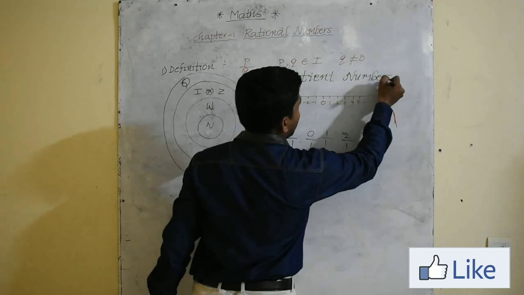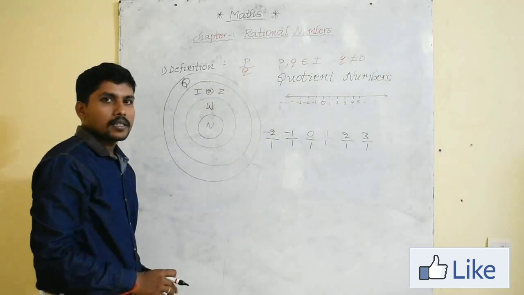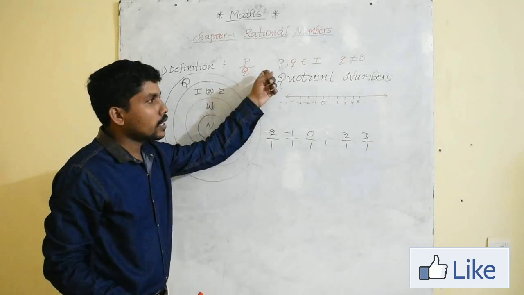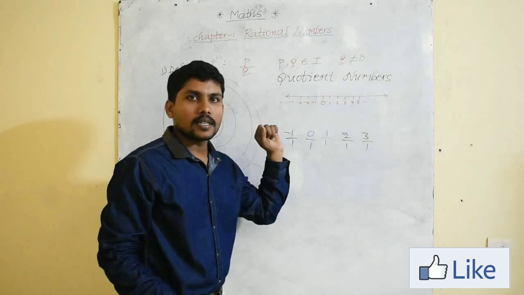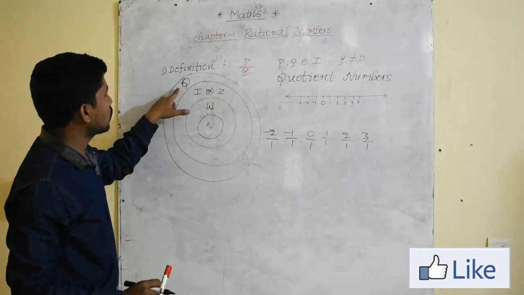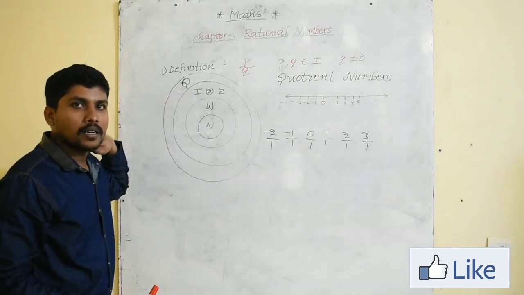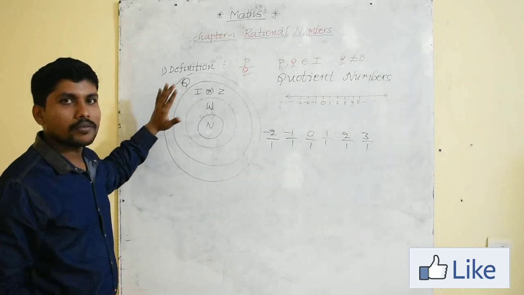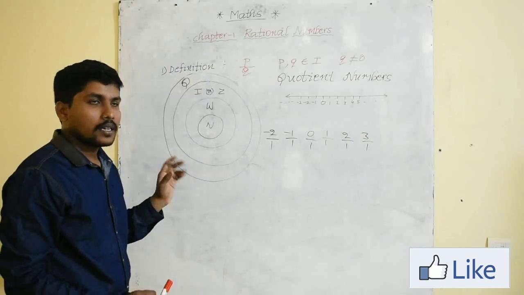They are also called quotient numbers. When you divide two numbers here, what are we going to get? We are going to get a coefficient. So they are called quotient numbers, and they are denoted by capital Q. This is the definition of rational numbers.